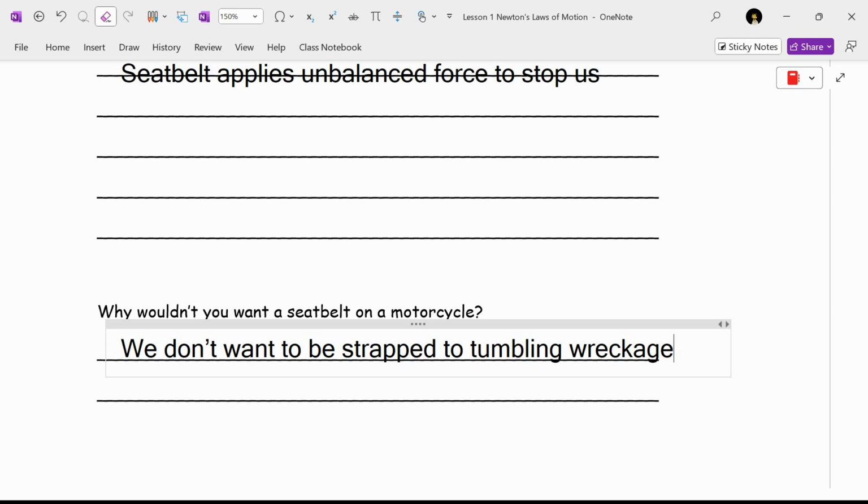The wreckage is the wrecked motorcycle. So you don't want to be the motorcycle in the car accident, it would tend to tumble. You don't want to be strapped to it as it tumbles. Bouncing along. In a motorcycle accident, it's going to bounce, almost certainly. I'll show you a video of one a bit later today. No, next class.